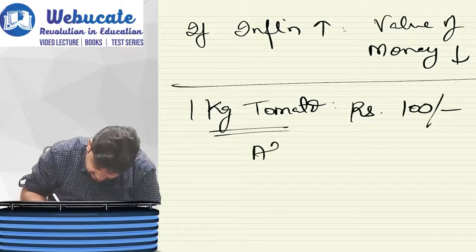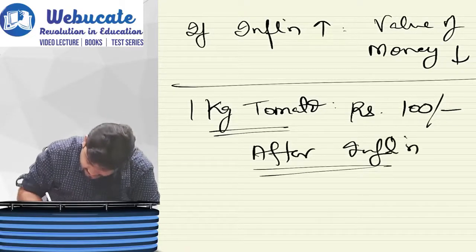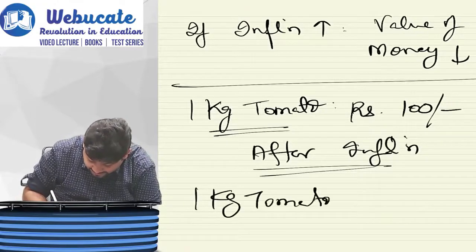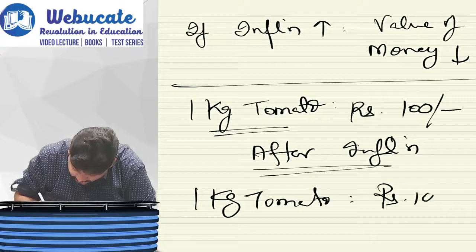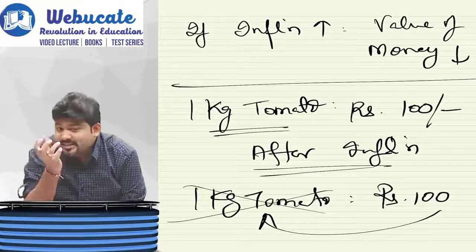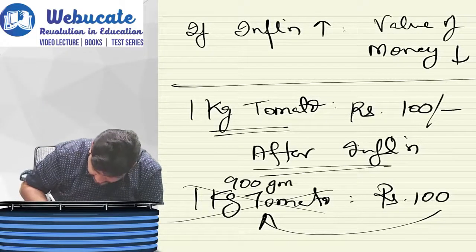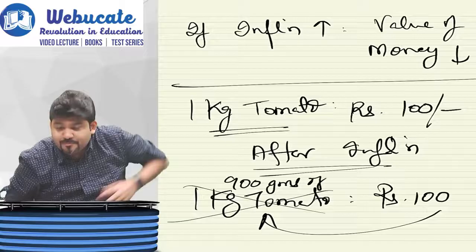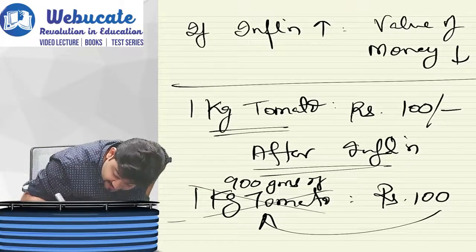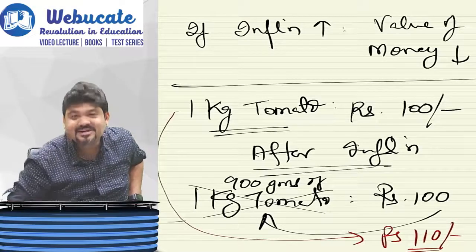Now, after inflation, you tell me one thing. Will I get the same 1 kg tomato at 100 rupees? Will my 100 rupees command the same 1 kg tomato? The answer is no. So can I say the value of money has gone down? Now probably I may only be able to get 900 grams of tomato, or probably for 1 kg of tomato, I will have to pay rupees 110. Yeah. Are we understanding, guys?